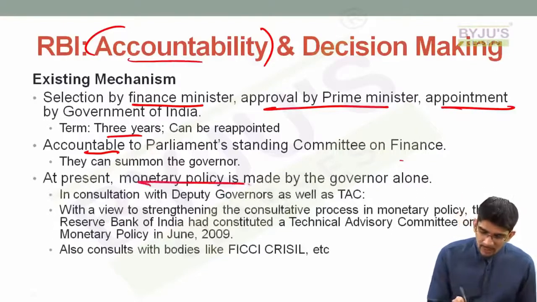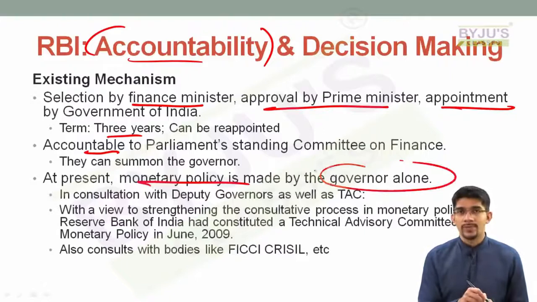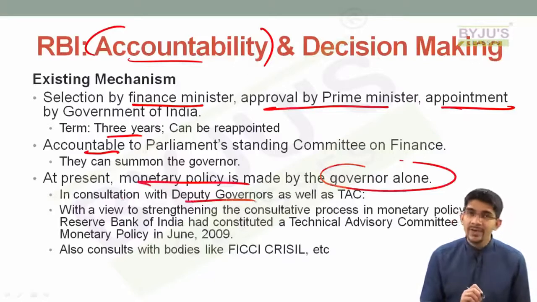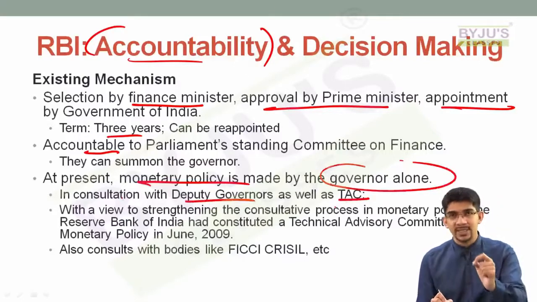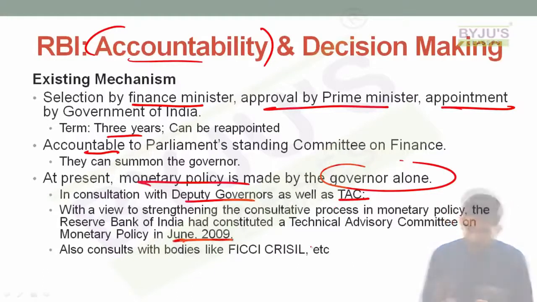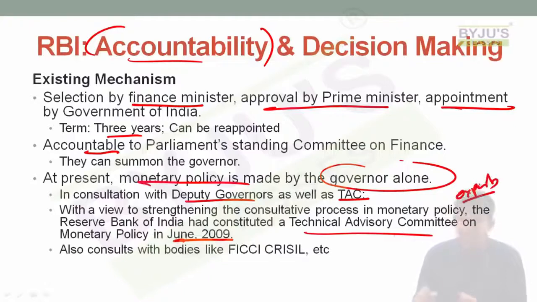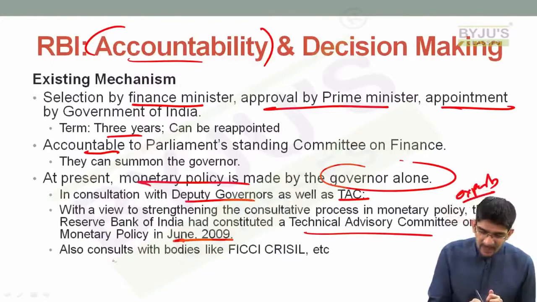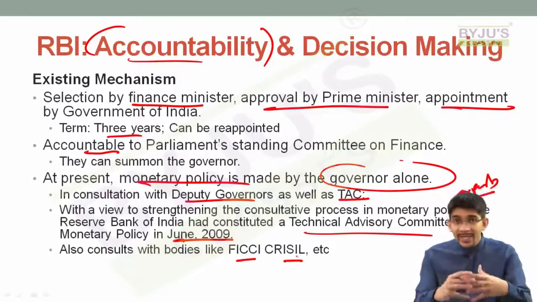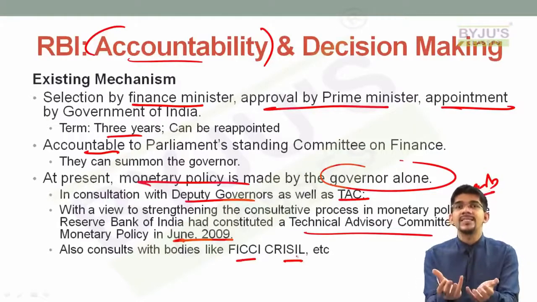However, at present, the monetary policy is made by the governor alone. The governor has supreme authority in India. He does this in consultation with the deputy governors as well as a technical advisory committee. The technical advisory committee was formulated in 2009 to assist the RBI governor. So why a technical advisory committee? Because of its highly technical nature, we need a lot of experts. So these experts aid and advise the RBI governor. However, they are only advisory in nature. RBI governor also consults with important bodies like FICCI, CRISIL, etc., so as to get a good understanding of the sentiments in the business sector of the country.